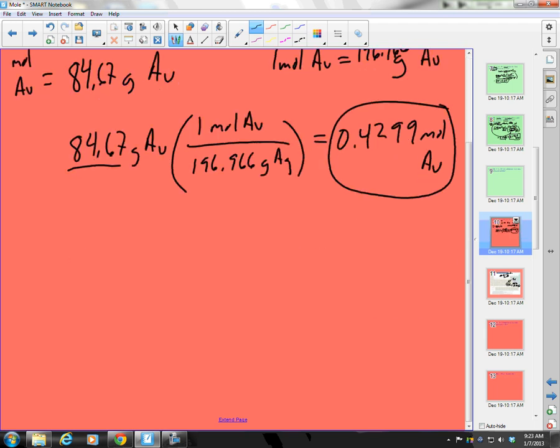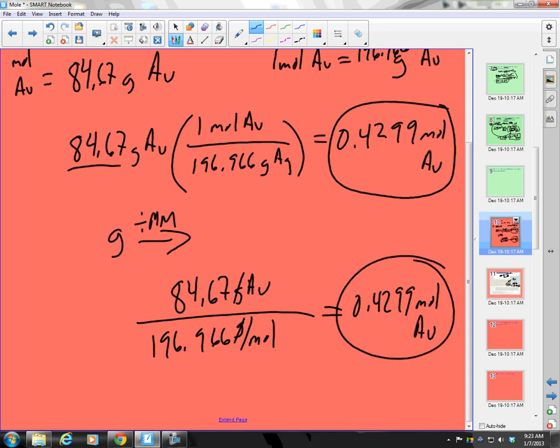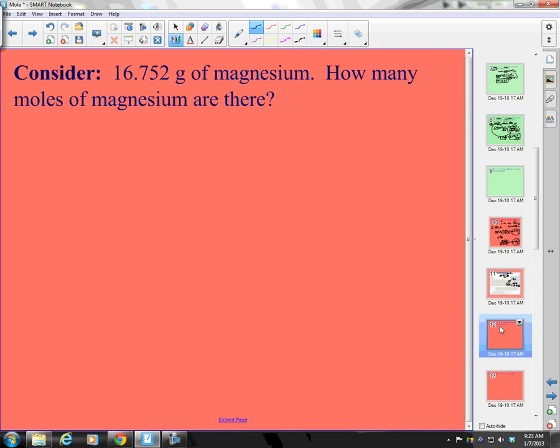Now, if you're not into dimensional analysis, you just want to follow the formula, we take grams, divide it by the molar mass, and that'll give our moles. So we have 84.67 grams of gold divided by 196.966 grams per mole. And what's that equal to? My grams cancel, I have 1 over moles, and I get 0.4299 moles of gold. There we go. So either way will work. All right, you guys give this one a shot. Bring me back when you're ready.